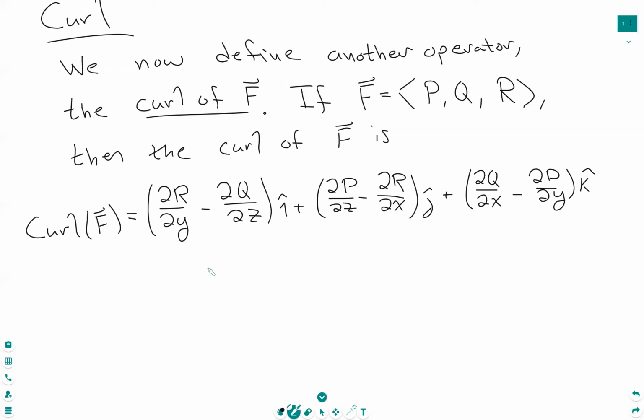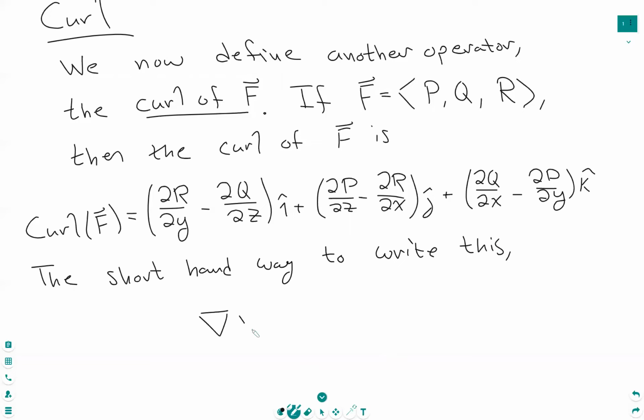What is this thing? Why did divergence look so nice and then the curl looks so messy? Well, the shorthand way to write this is the cross product between this del operator and the vector field F. So where divergence is the dot product, the curl is the cross product.